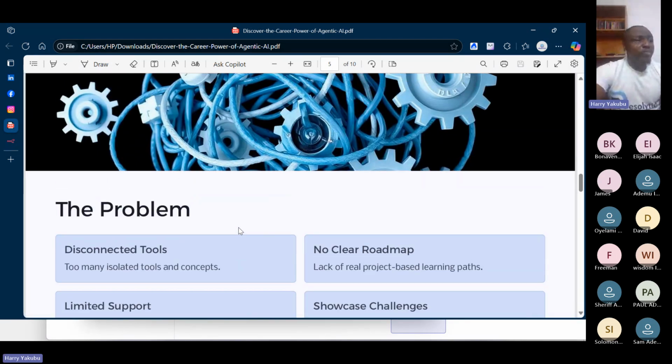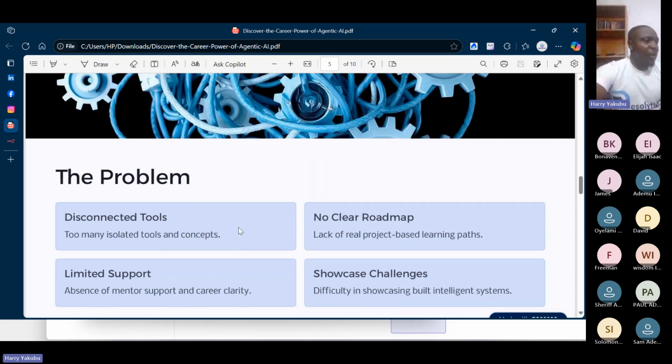Right. So this is the problem we noticed at Resolytics, right? We noticed that we have disconnected tools. We are trying to look at, basically, we noticed that there are too many disconnected tools, too many isolated tools and concepts, right? So you need the proper guidance to be able to put all of these things together, to be able to make viable solutions.